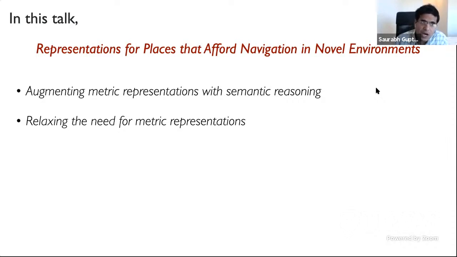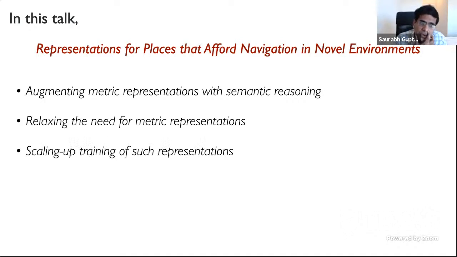Then I'll talk about how we can relax the need for metric representations for doing navigation. So that's going to be my second part. And towards the end, I'll try to say how we can scale up training of representations. Whenever we talk about semantics, there's always this question of how do you get those labels for those semantics? How do you get training data for those semantics? So in the third part, I'll try to say how we can get around this need for extensive semantic annotations for building these representations.